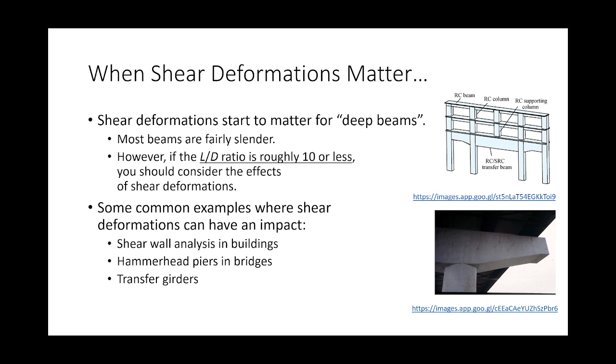So if I have a beam, let's say here's the beam, we'll call this L, and we'll call this D, okay? And so I can tell you how deep a beam is by looking at that ratio of L over D. And a good rule of thumb is that if your L over D ratio is around 10 or less, then you probably need to start considering shear deformations, because they're going to start to affect your answer.